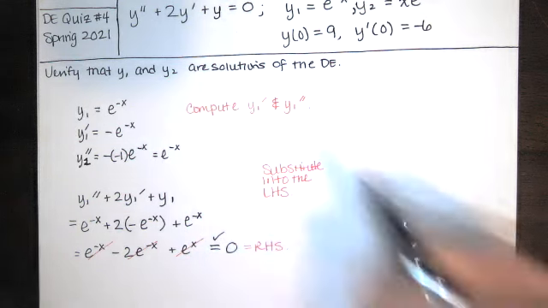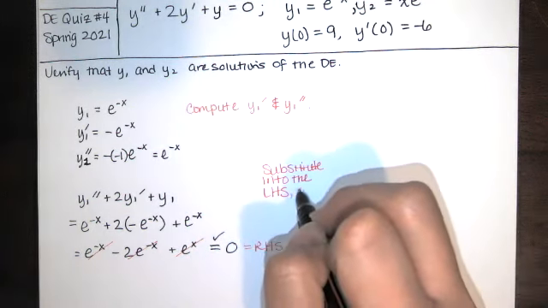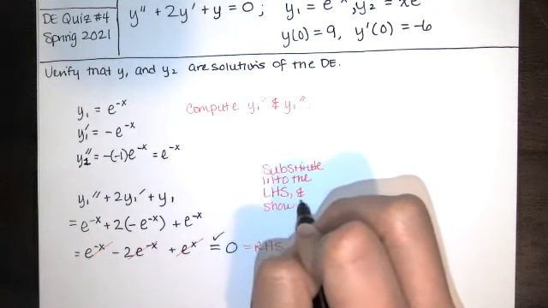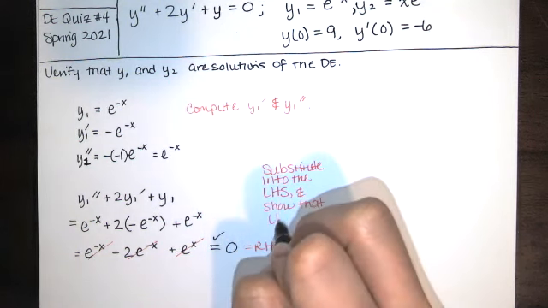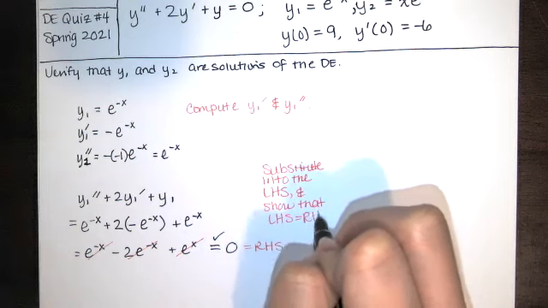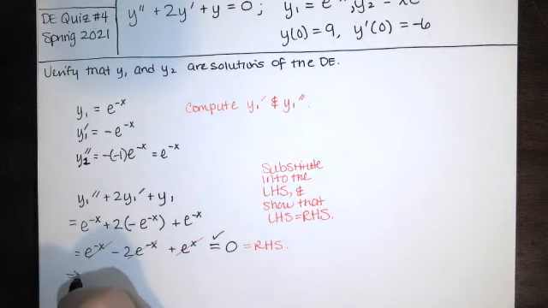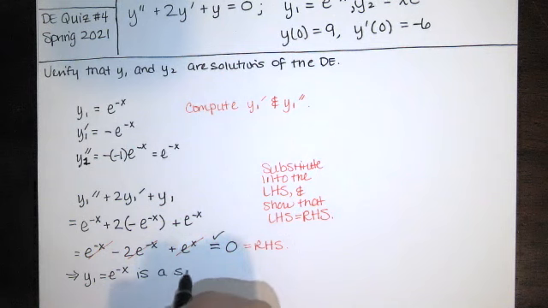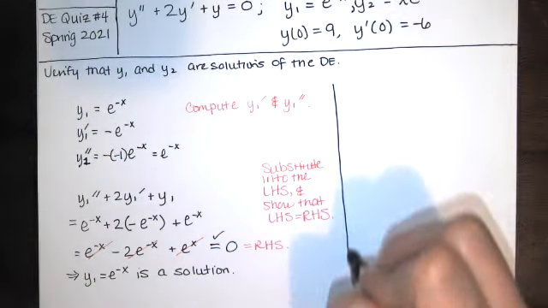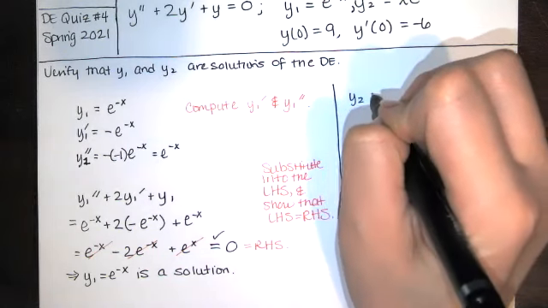So we substitute into the left-hand side and show that the left-hand side equals the right-hand side. If you can do that, then you have verified that that function is a solution to the differential equation. Now we're going to do the same thing for y2.